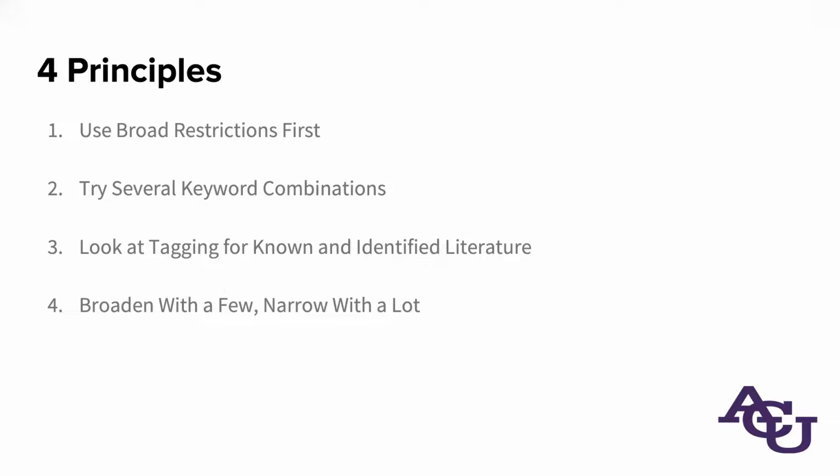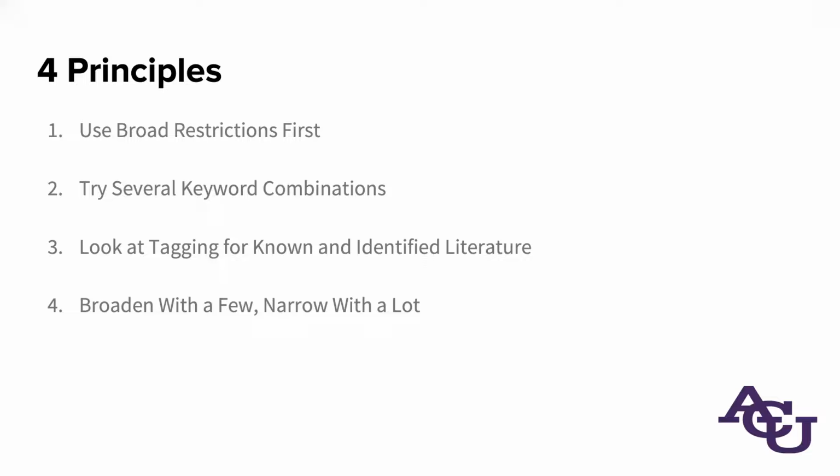And a couple guiding principles. Use broad restrictions first, again, for this quick search. So if it's something like narrowing down the date range, do that at the start. Try a couple different keyword combinations to make sure you're finding the sorts of things you're looking for. Look at the tagging of articles. How are they subject coded, for example, or what is branched off from that? What is recommended as similar literature by the database, perhaps?